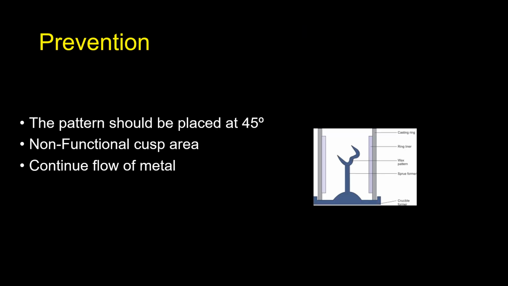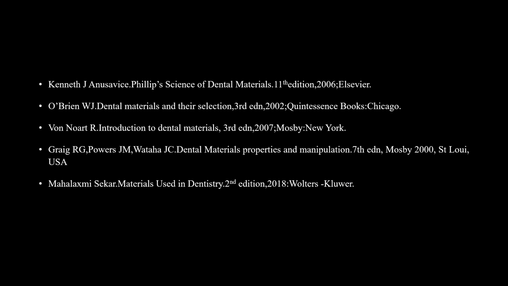How to prevent this solidification defect? By placing the wax pattern at 45 degrees to the sprue and also attaching the sprue at the non-functional area. Make sure that there is a continuous flow of metal to prevent solidification defects in dental casting.